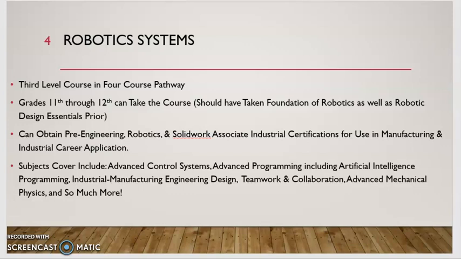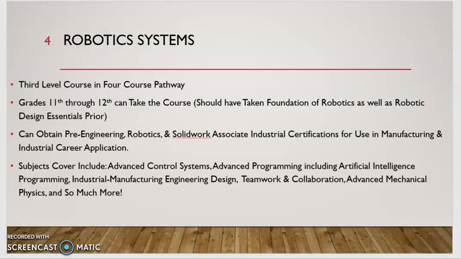Robotic Systems is the third course in the 4-course pathway. Generally, it's offered to grades 11 and 12. Though again, if you've taken the prior 2 courses, Foundation Robotics and Robotics Design Essentials, you could ideally take this course earlier. Again, it also not only allows you to get the pre-engineering robotics industrial certifications, but at this point, if you've taken this course and the prior 2 courses, you should be ready to take the SolidWorks Certified Associate Industrial Certification exam, which is a very common industrial certification required in design and engineering, similar to other 3D modeling software.